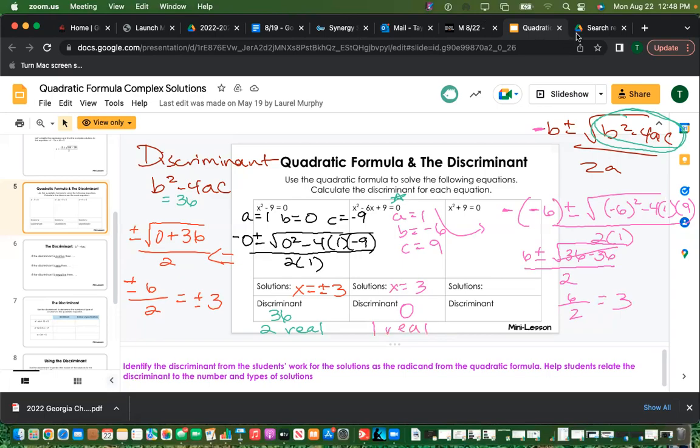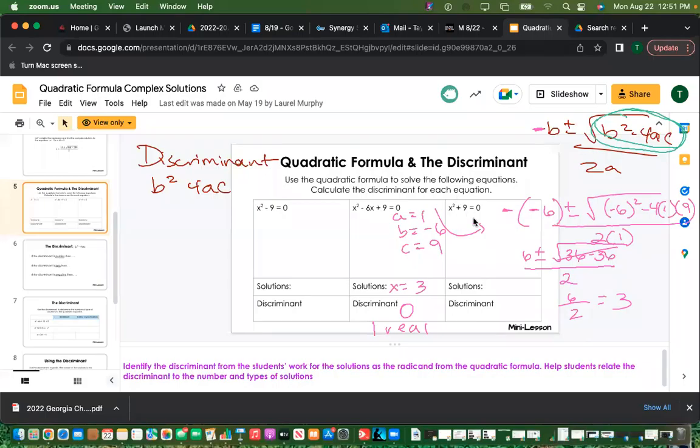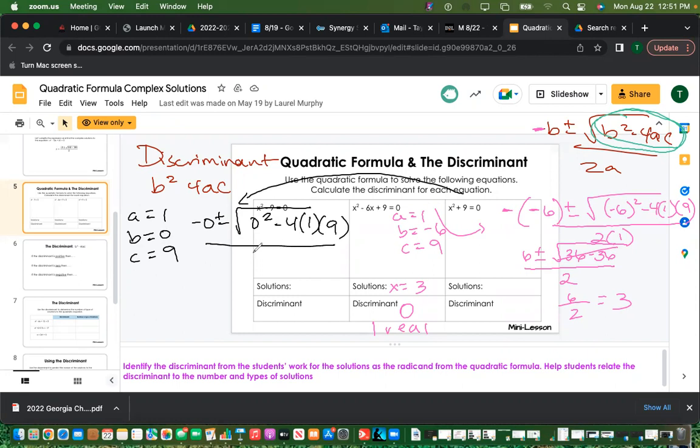Again, I know that's a lot of information. All right, so let's look at the last one. So what it says is a is going to be 1, b is 0, and c is going to be 9. So again, we're going to plug into the quadratic formula. Okay, so that's going to be negative 0 plus or minus the square root of 0 squared minus 4 times 1 times 9, all over 2 times 1.